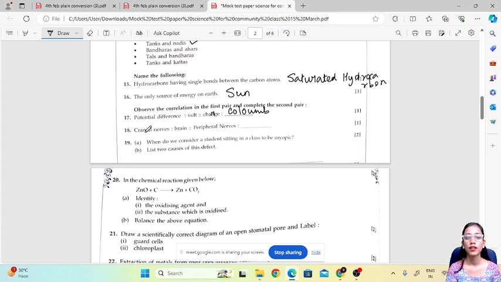Now next is cranial nerves, brain. Peripheral nerves, dash. So what do we understand here? Cranial nerves are present inside the brain. Where are the peripheral nerves present? We know that peripheral nerves make up the spinal cord. So the answer over here is spinal cord.